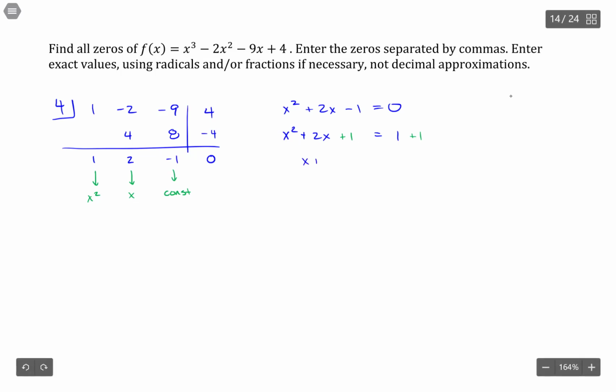This now factors into x plus half of the linear value, so x plus 1 squared equals 2. We take the square root of both sides, so that's the plus or minus square root of 2, and x equals -1 plus or minus the square root of 2. So these zeros that we have, and there should be 3 of them because this is a cubic polynomial, are 4, -1 plus or minus the square root of 2.